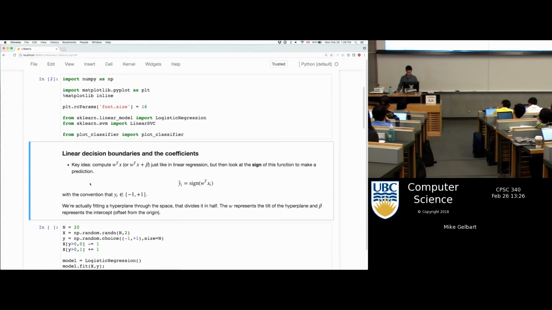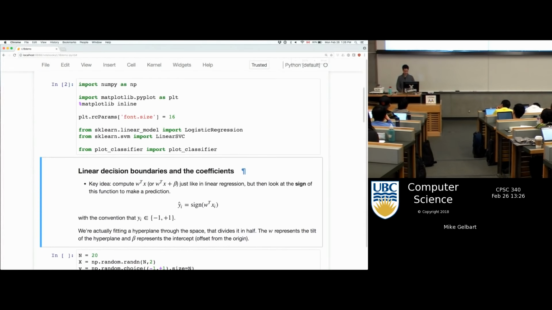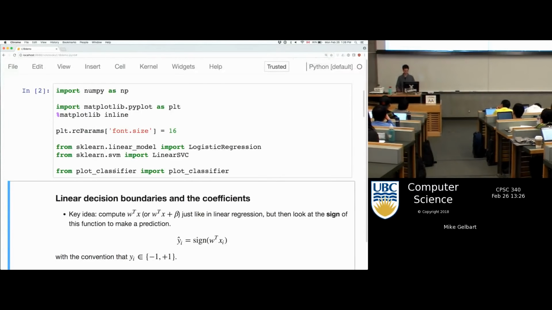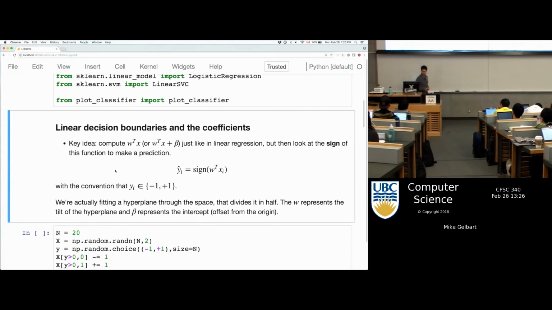So this part, how's the font size in the back? Can you squeeze a little bit, please? Thank you.